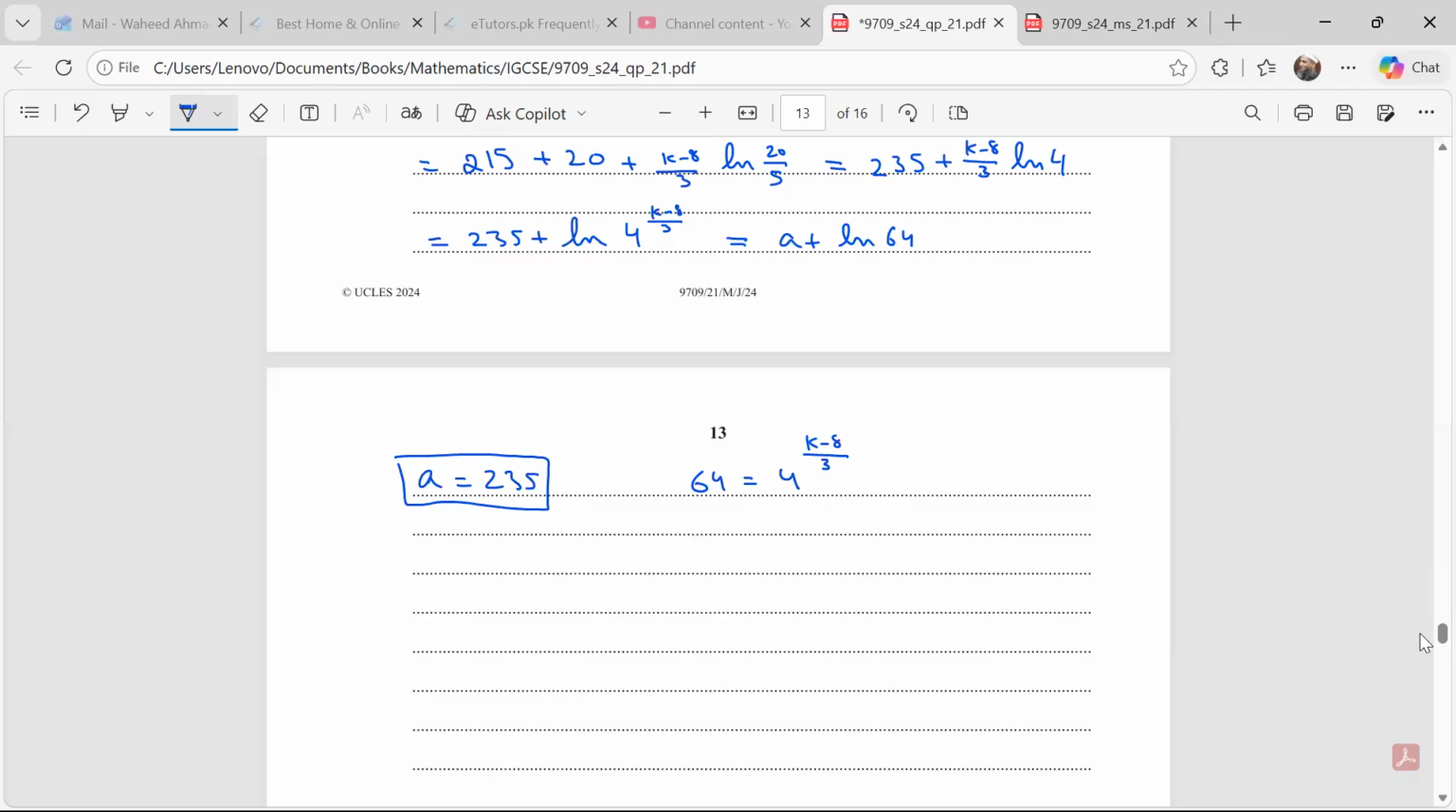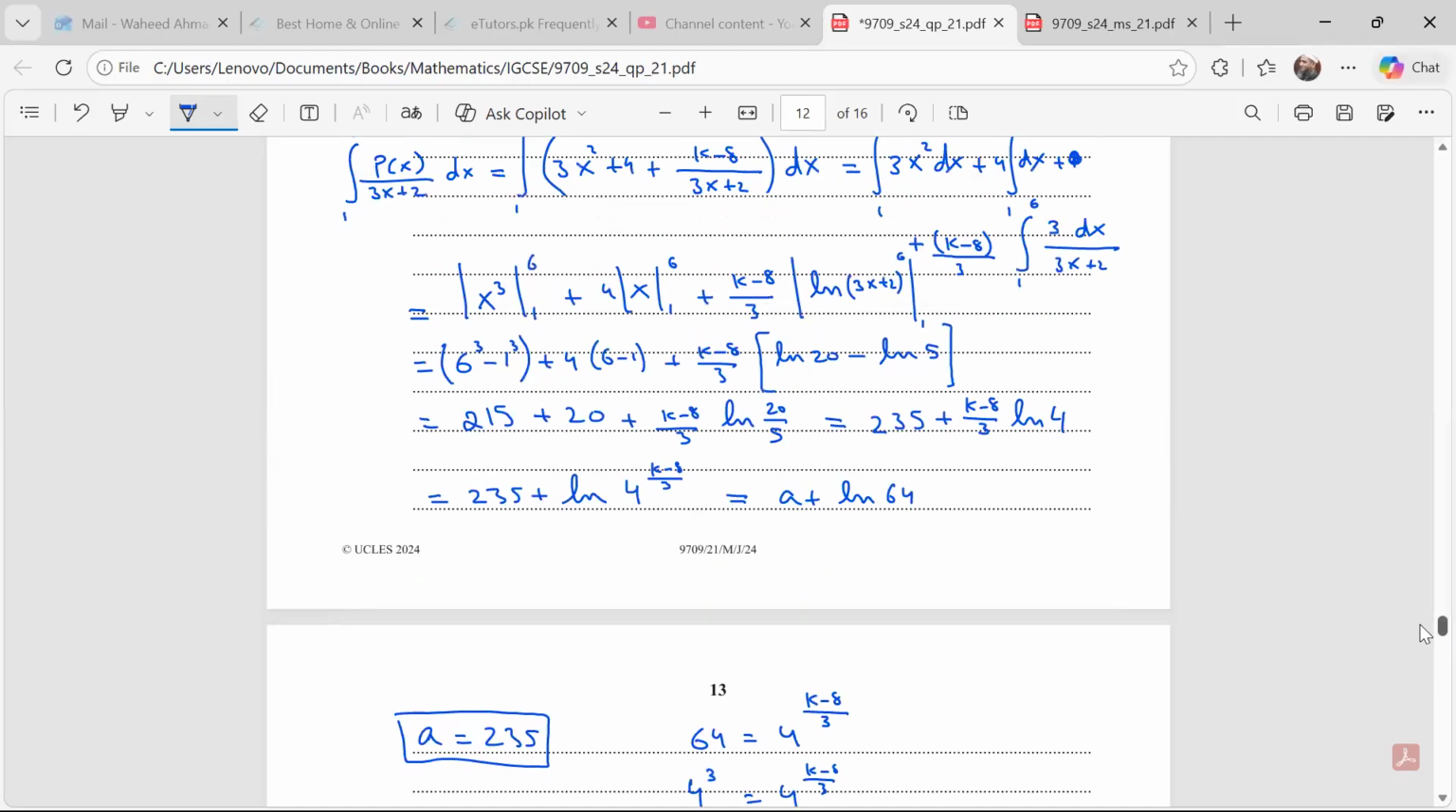Now 64 can be written as 4 power 3. So this is equal to 4 power k minus 8 over 3. So from here we conclude that 3 should be equal to k minus 8 over 3. So 3 times 3 is 9, so k minus 8 is 9. So k is equal to 8 plus 9, which is 17. Okay, so these are the two values, the value of k and the value of a. If I substitute these values in this polynomial expression, then I will have this integration solved.